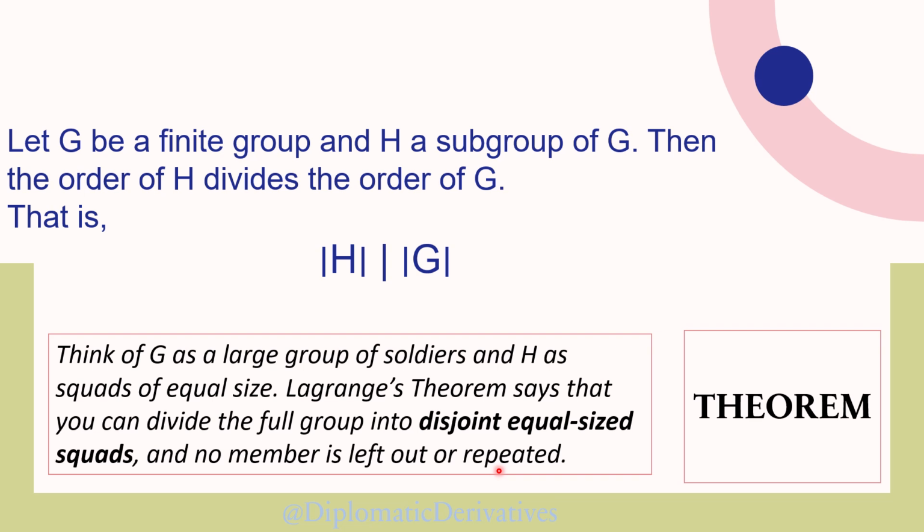All those squads have an equal number of elements, and nothing is left out and nothing is repeated. So everything is divided properly. There is no repetition and there is no leaving out of any element. This is what Lagrange's theorem says. So they will exactly divide each other. H is going to divide G completely.